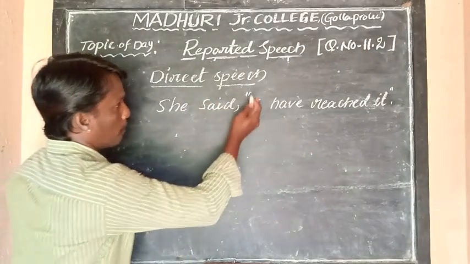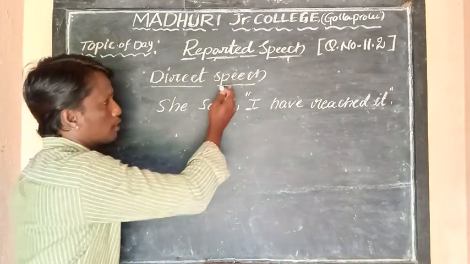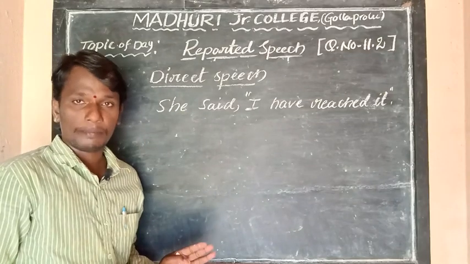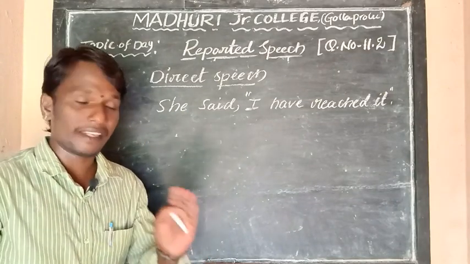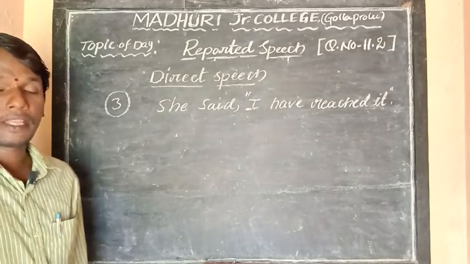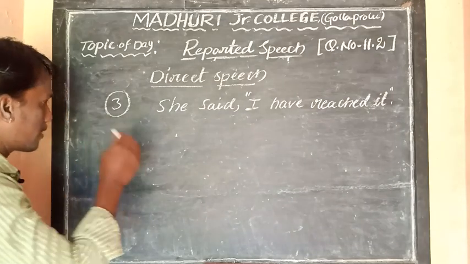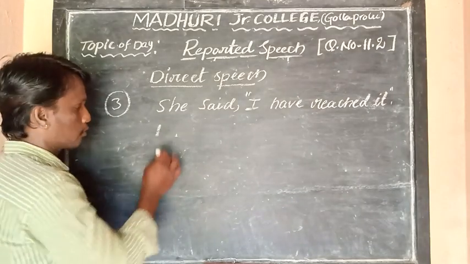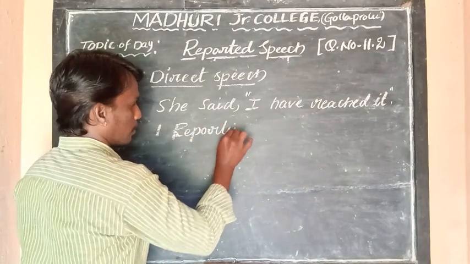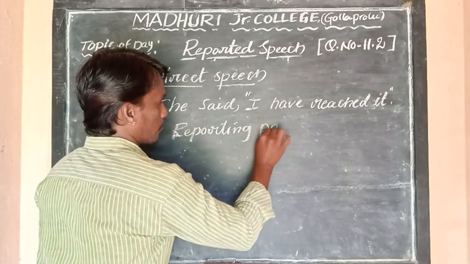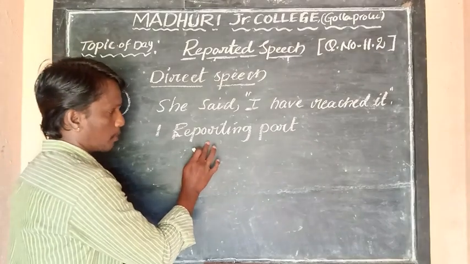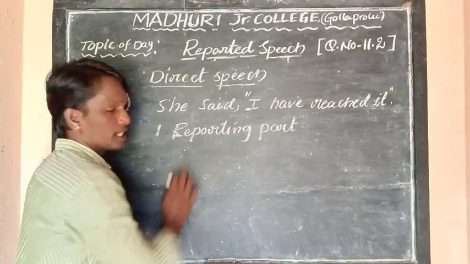Okay, now before getting into how we need to change direct speech into indirect speech, first of all let us talk about what the parts of the direct speech are. How many parts are there in the direct speech? Majorly, direct speech has 3 parts. Let me write you part 1. The very first part is reporting part. Listen to the class very carefully.